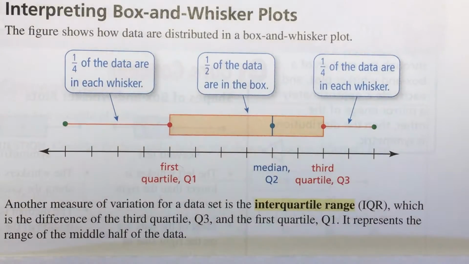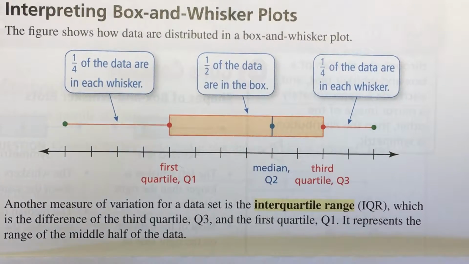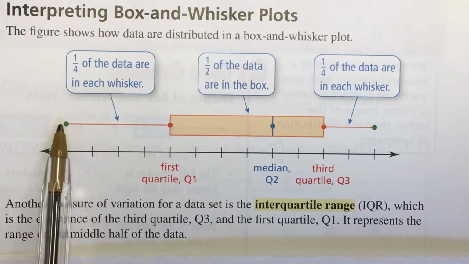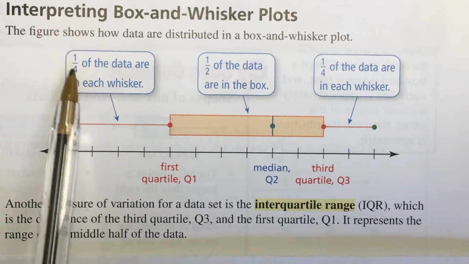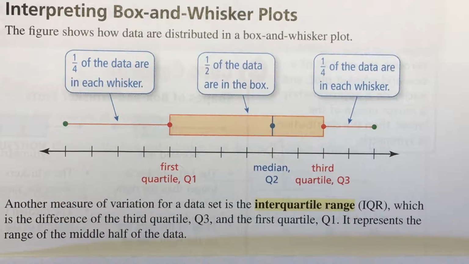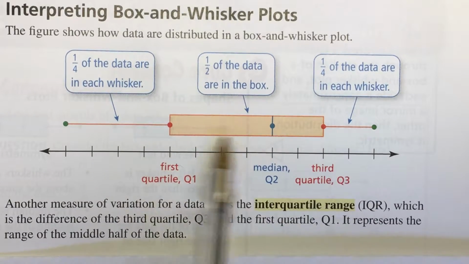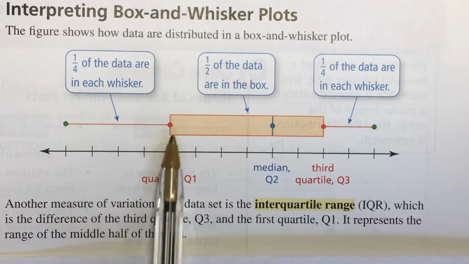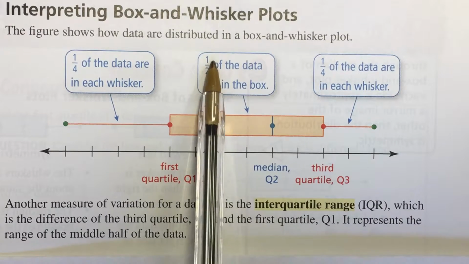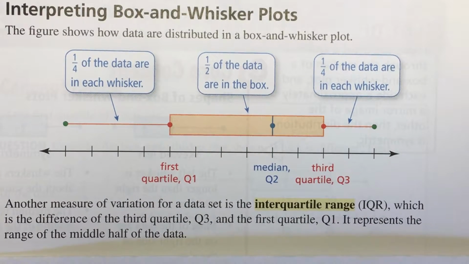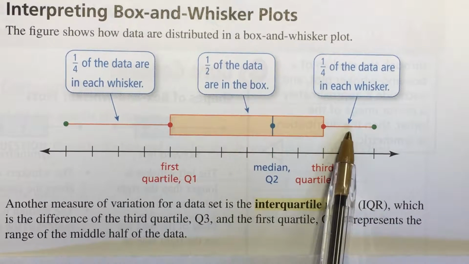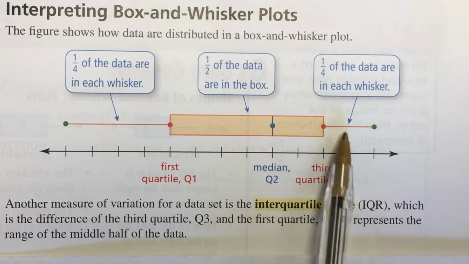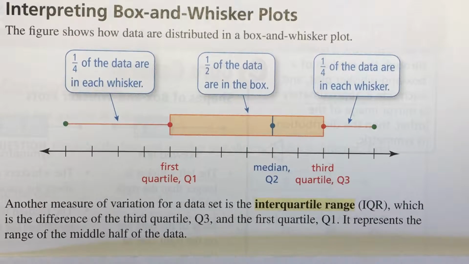When interpreting a box-and-whisker plot, the left whisker, which is the minimum value to quartile 1, should contain 1/4 of the data that is given. The box, from quartile 1 to quartile 3, should contain half of the data that is given. And the right whisker should contain 1/4 of the data that is given.